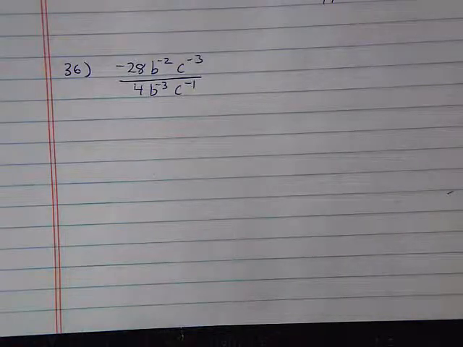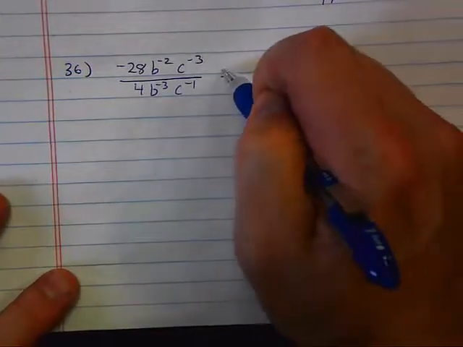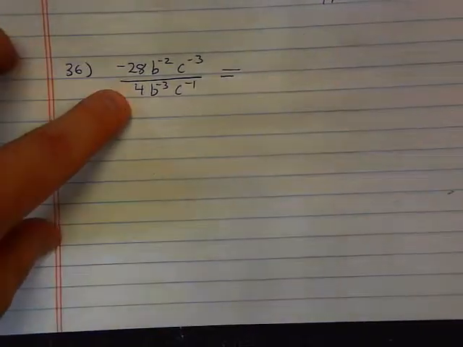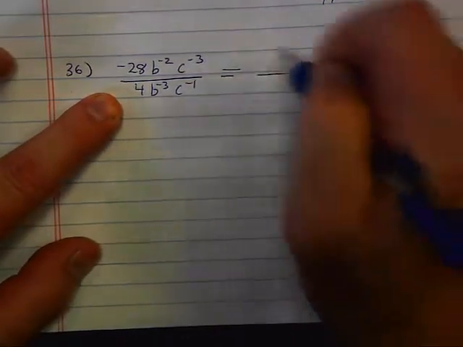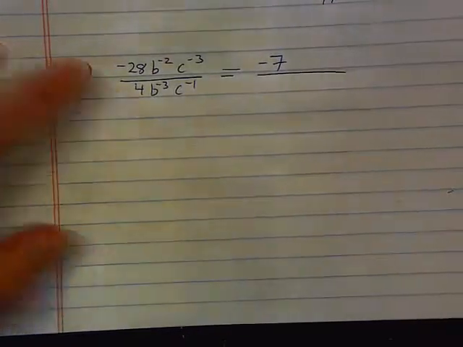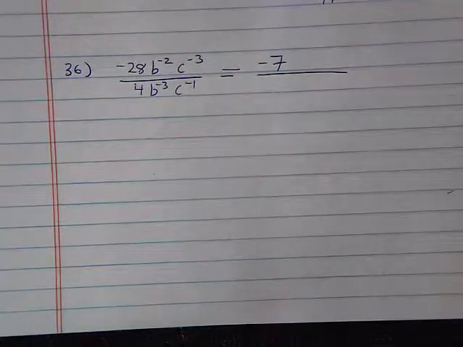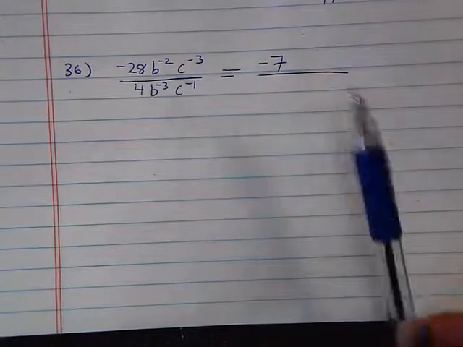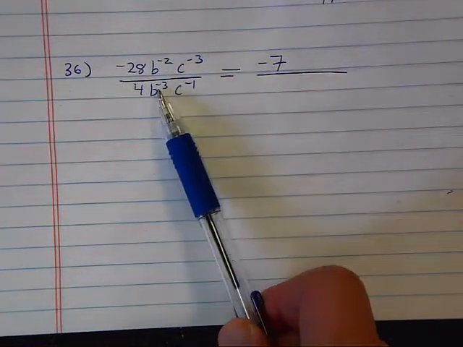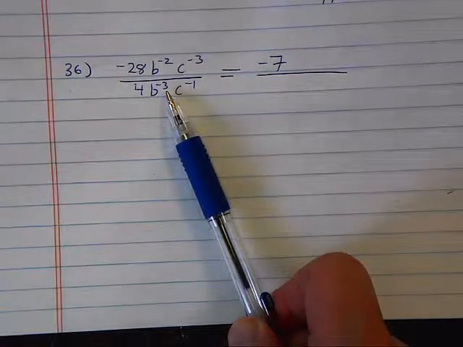This one I saw done 2 different ways. So I'm going to do this one twice, show you the 2 different ways you can do this one. Almost everybody did the exact same first step. Negative 28 divided by 4 is negative 7. And then most people just said, I got a b on top, I got a b on bottom, so I'm going to subtract. Negative 2 minus negative 3 turns out to be 1.